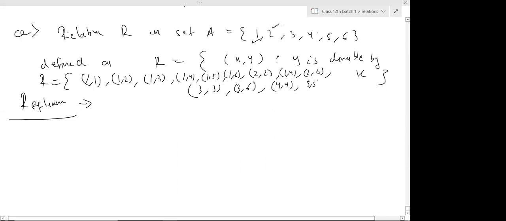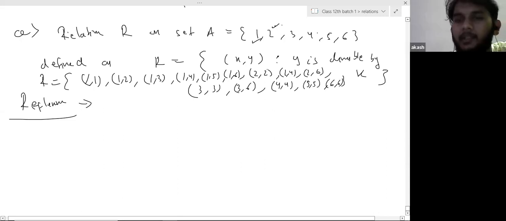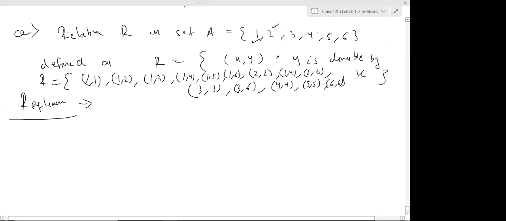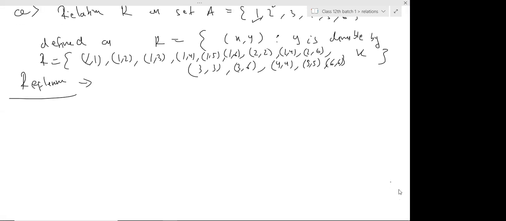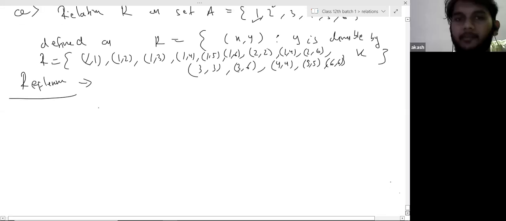Sir, is it necessary to write the relation? No, it's not necessary, but it's better, because we can write the relation set here. It's easy for us, and we can look at the elements and think about the answer very clearly. This is the reason to write it, not necessary, but it's better to write wherever you can.